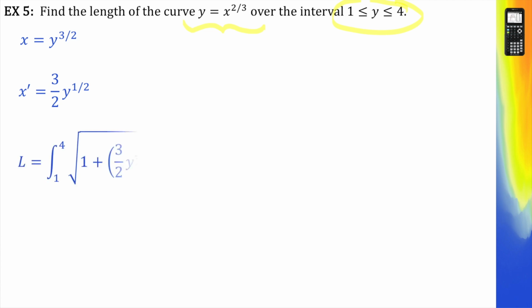Last one, but notice this time we've got some y bounds. So first thing we're going to have to do is rearrange our function so that it's in terms of y. So we have x equals y to the 3/2, and using the power rule, we can take the derivative of that and then just plug it in again. Here we've got the square root of 1 plus the derivative of the function squared dy using y bounds.